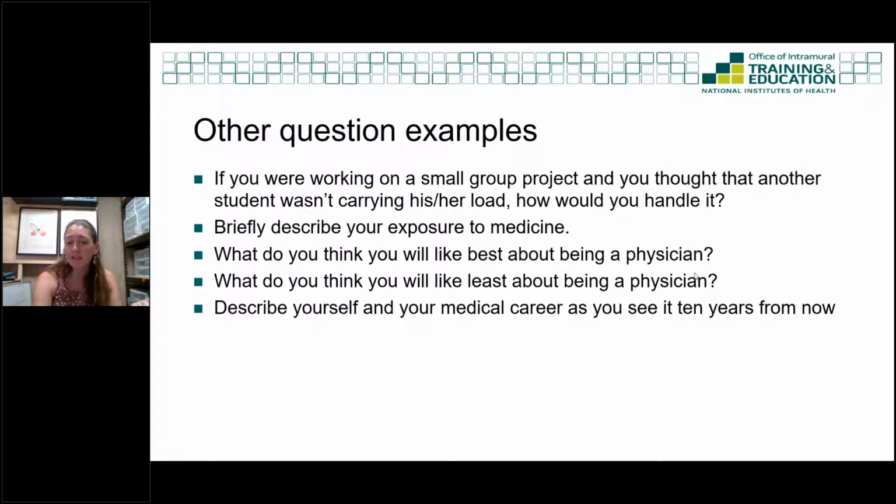Describe yourself and your medical career as you see it 10 years from now. I like this question. It's a really interesting question to me. Thinking about if you have an idea of the specialty that you want. If you don't, that's okay. How are you going to explore that? What ideas do you have? What kind of impact do you want to have in the next 10 years? Where do you think you will be?